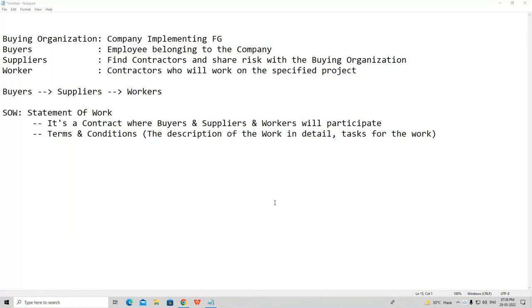So what you will do? One SOW for S4 with 30 workers. One SOW for Ariba implementation with 5 SOW workers. Another SOW for Fieldglass implementation with 5 SOW workers. Like this, you have to strategize. So that means it's not dependent on the worker. It depends on the project requirement. So if project is different, different SOW will be there. If project is same, same SOW. Okay, keep this thing in your mind.